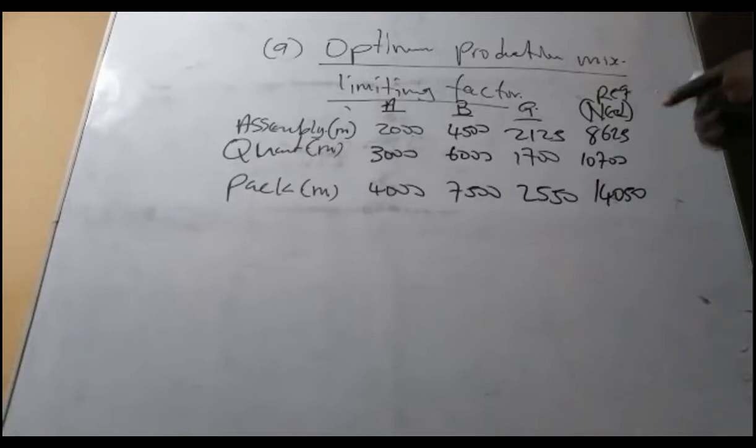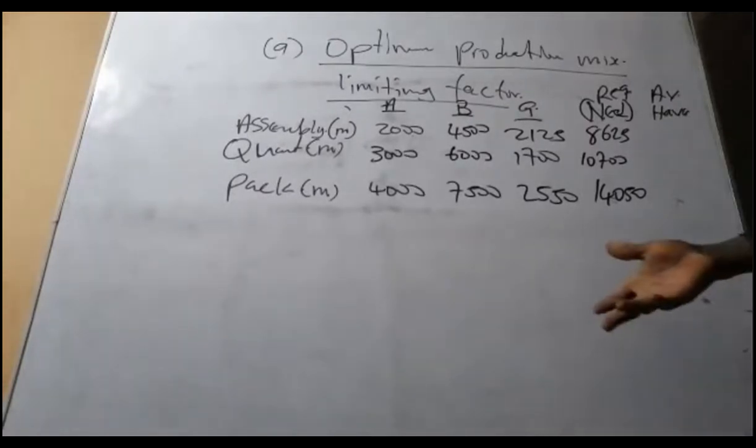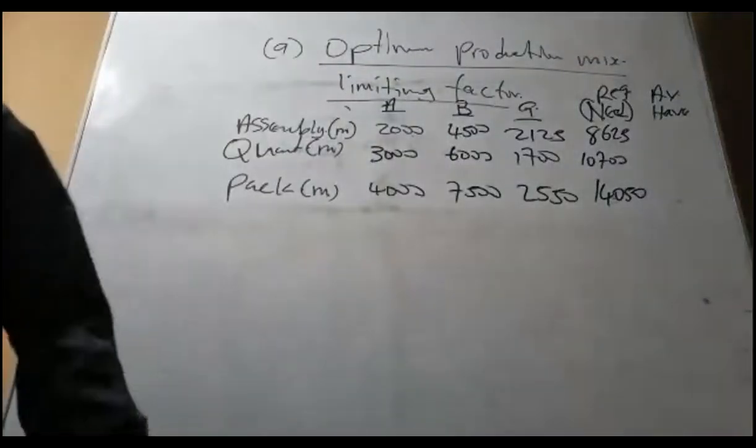Then you compare it with the availability, what you have. So available, I call it what you have. You compare what you need to what you have. If what you need is more than what you have, then that item or that resource is a limiting factor. That is all. So let's go to the question and pick what we need from it.